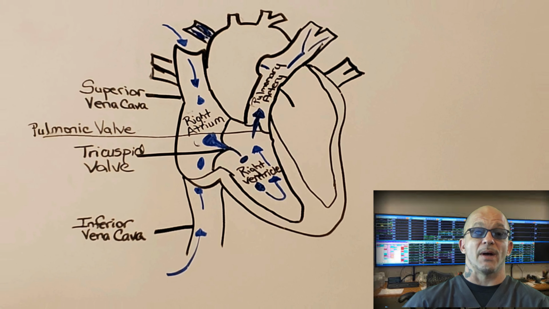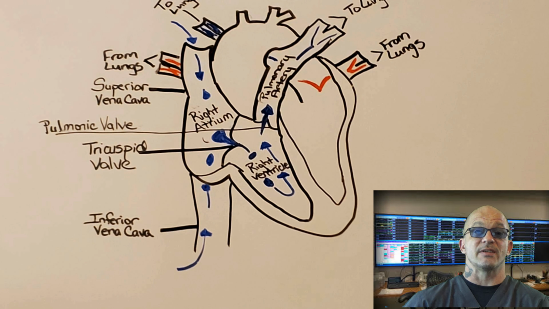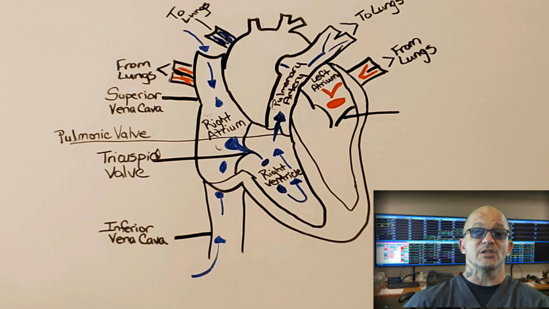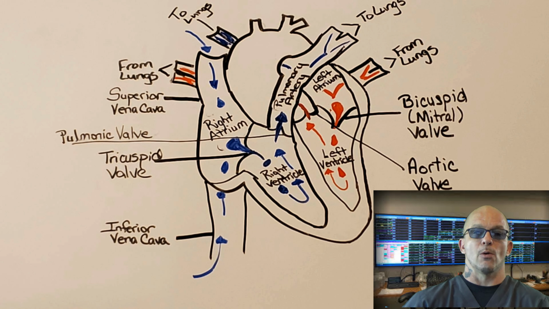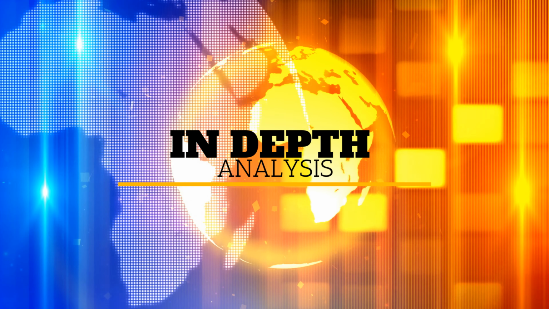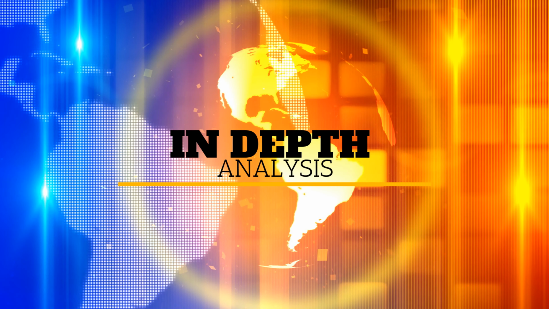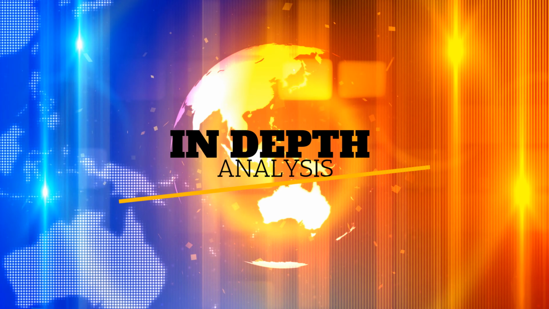The blood flows back from the lungs by way of the pulmonary veins into the left atrium. The blood then travels through the bicuspid or mitral valve into the left ventricle. From there, it is directed through the aortic valve and into the aorta and out to the body. Now that we've finished the quick review, we will go into more detail of how the blood flows through the heart.